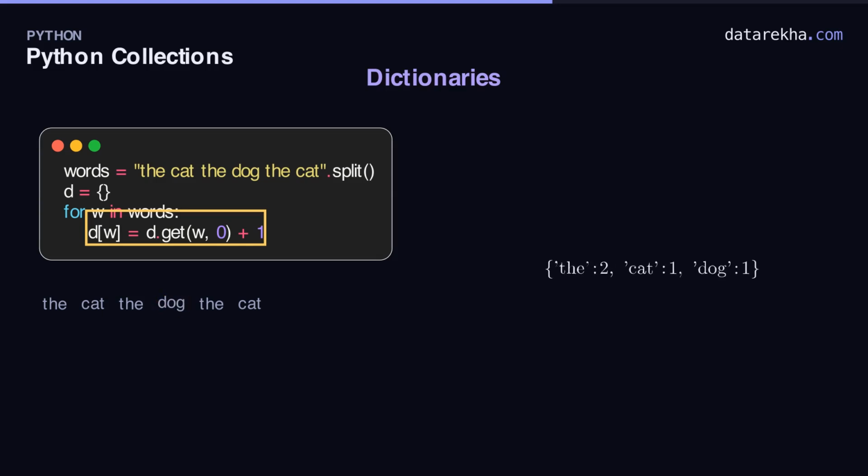Dog, new, count 1. The a third time. 2 becomes 3, and cat once more. 1 becomes 2. Done. And there it is. The appears 3 times, cat twice, dog once. A whole frequency table built in 4 lines.